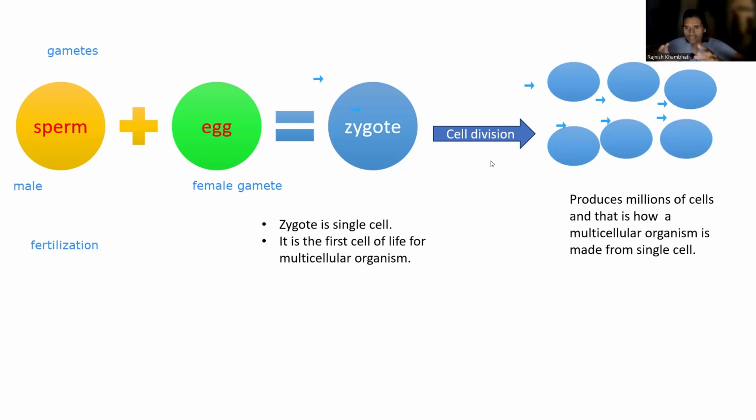Now let's see the topics. A zygote is a single cell. See, I'm reading from the written slides here.